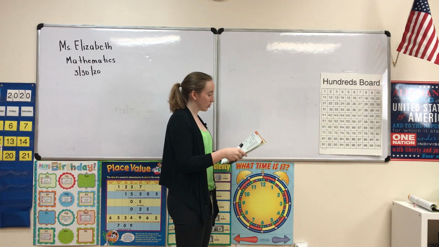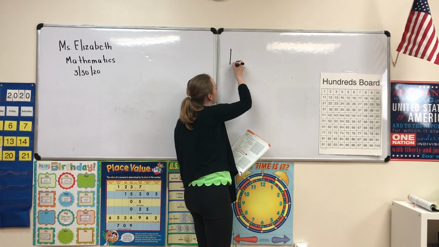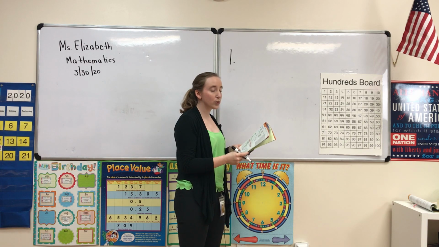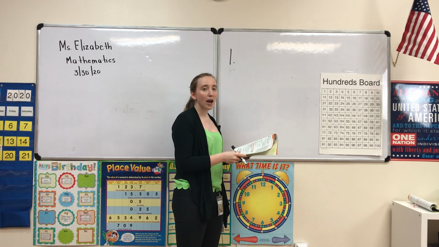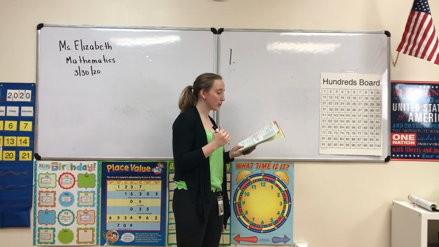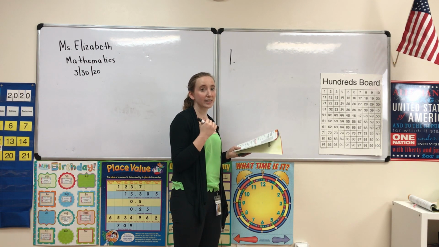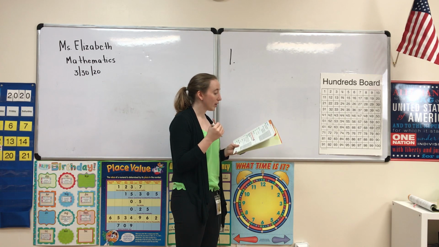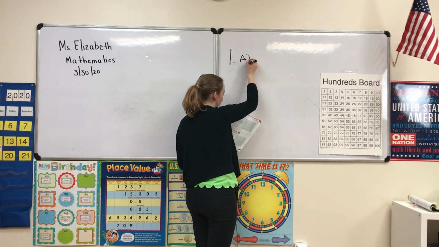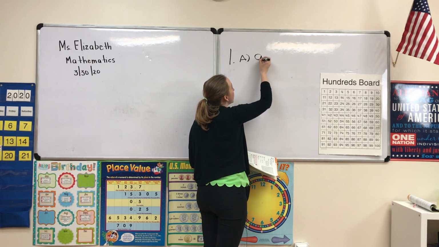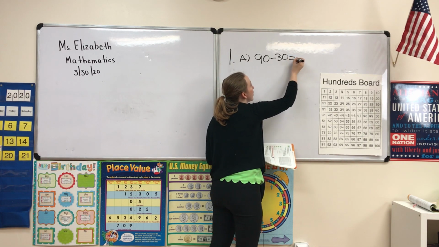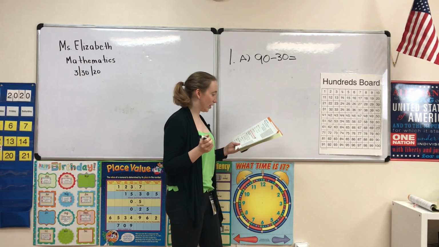On the next page, we'll start with number 1. It says use the 100s chart to solve these problems. I want you to think, I can move up or down the rows to add or subtract by tens. So your first problem, we have 90 subtract 30. And you need to solve what that equals.